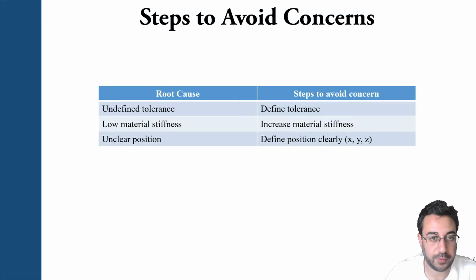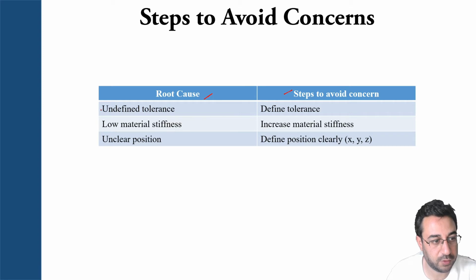Now you're done with your root cause analysis per part and per assembly as needed based on your change matrix. Here we're giving you some steps to avoid the concern by taking some examples. So here you have a root cause on the left side and steps to avoid that specific concern. It could sound simple, but it is something to follow as you're moving forward.